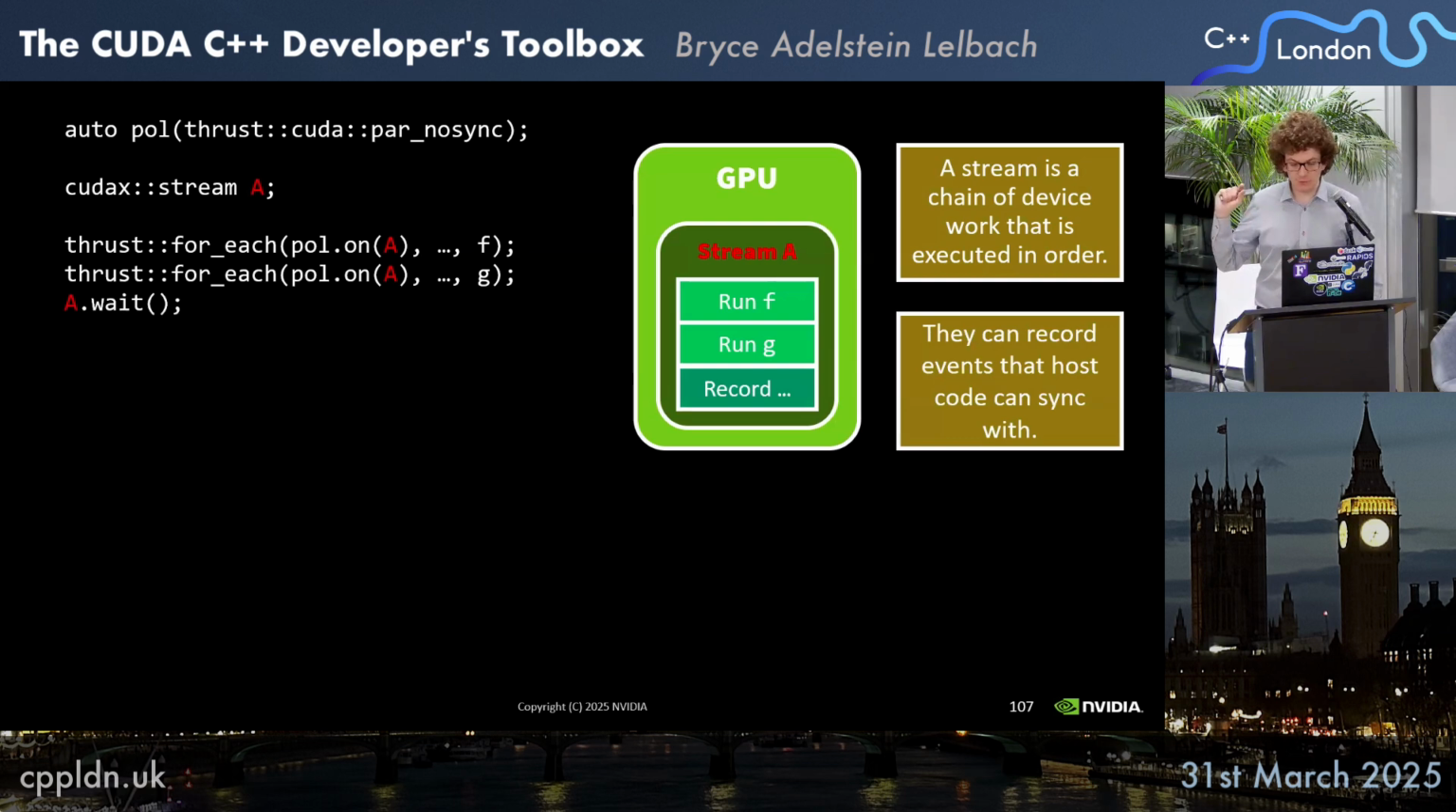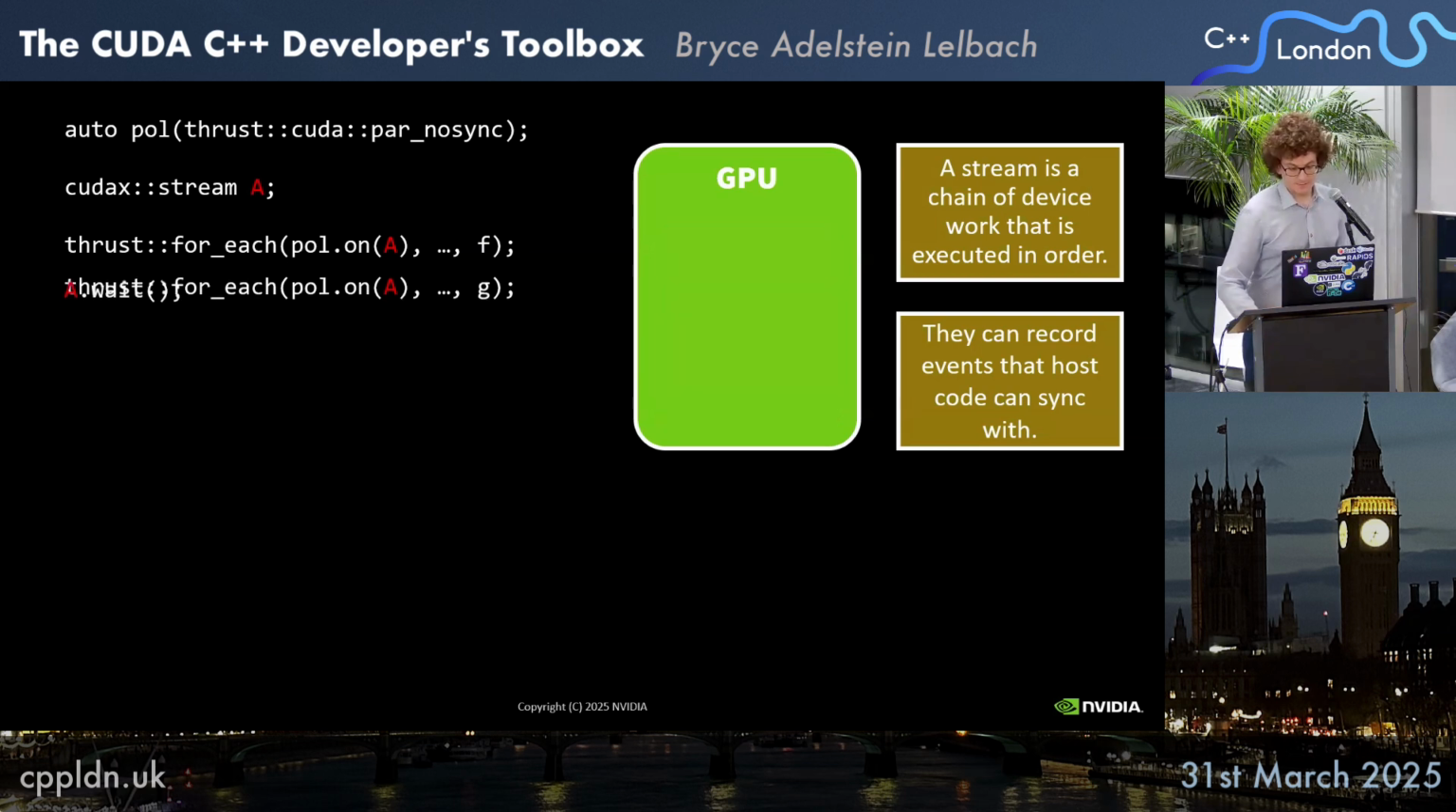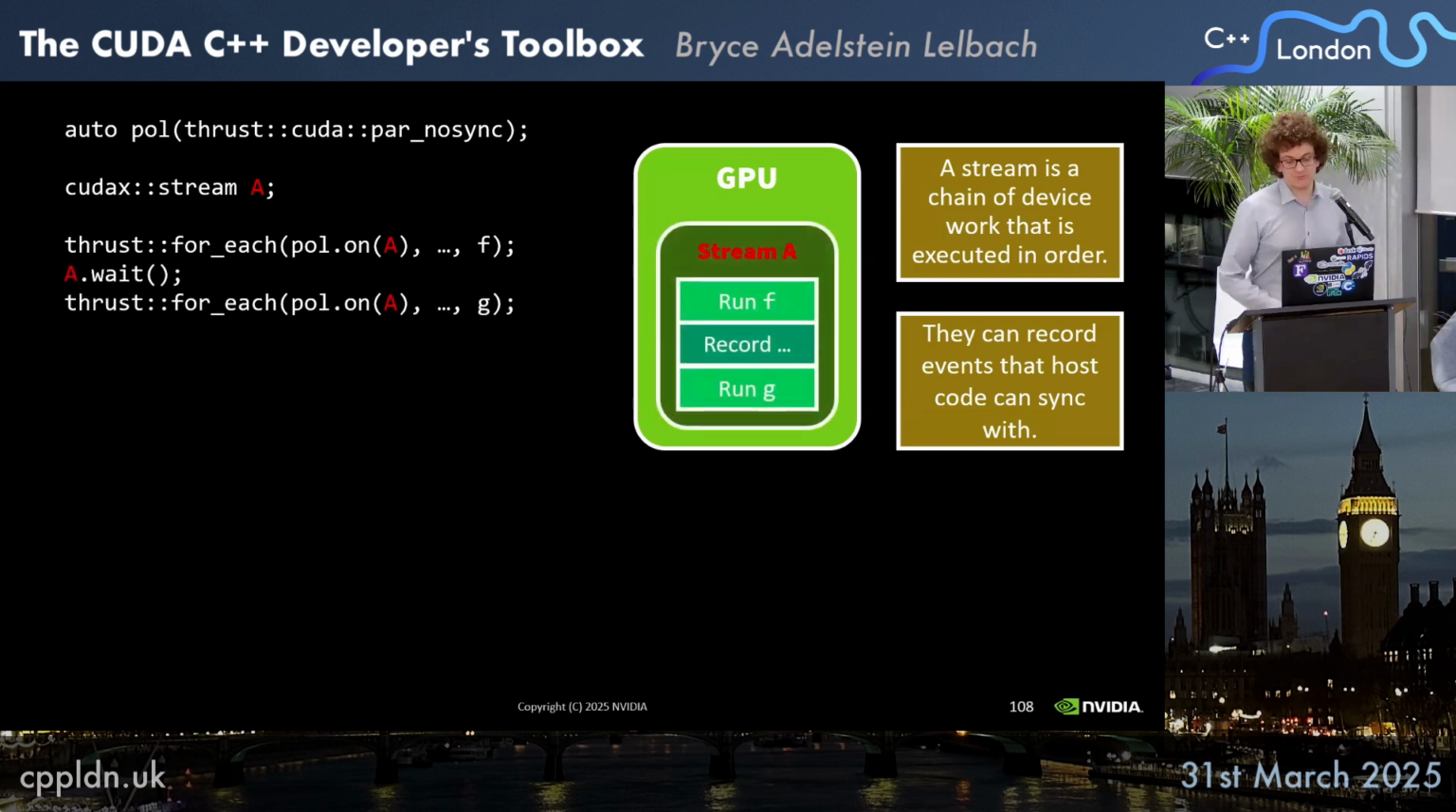A stream can record an event that host code can synchronize with, waiting for all work up until that event to complete. And you can do this in code by simply calling wait on the stream object, which will implicitly record the event and then block upon it. So in this case, it's going to wait for both of those for eaches to complete. Now, if we instead wait before the call to the G for each, then we'll only wait for the F for each.